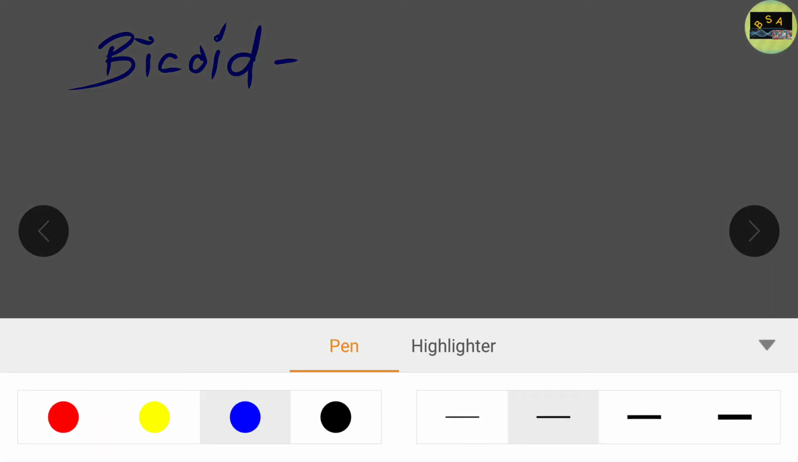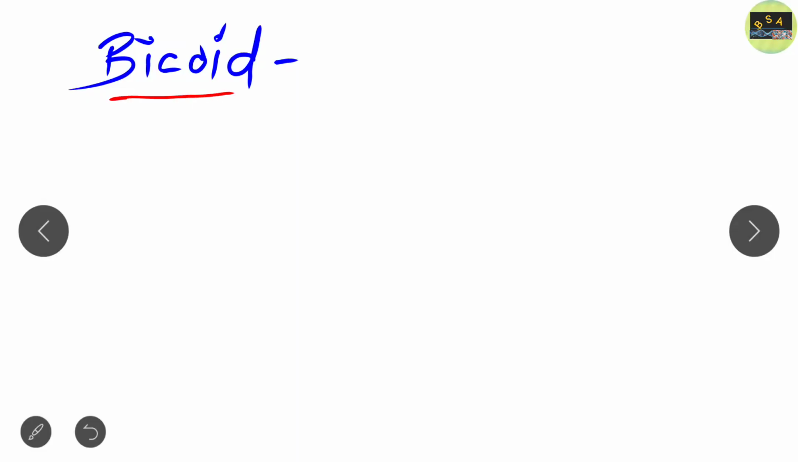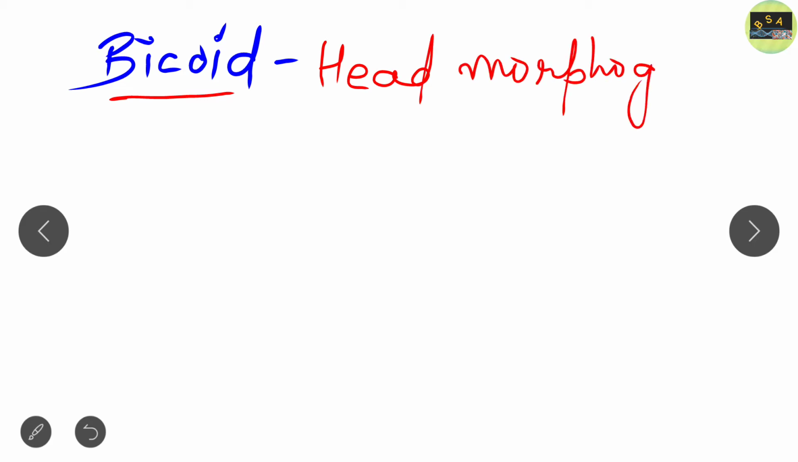So this is bicoid. Let's discuss. First point you should note down: bicoid is considered as the head morphogen. Clear? Head morphogen. Now, how did scientists prove that it is present on the anterior side, how does it localize to the anterior side, and how did they prove that it is the head morphogen? There are three important points about bicoid.